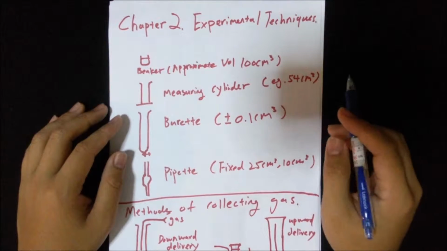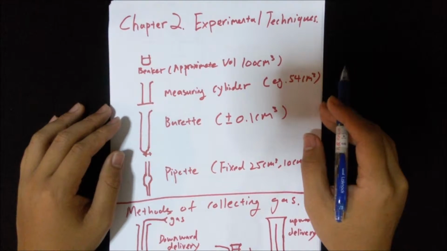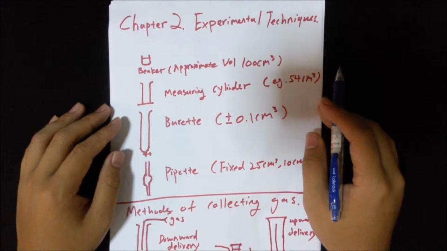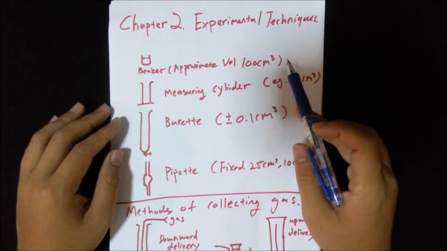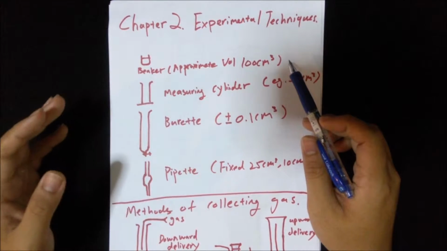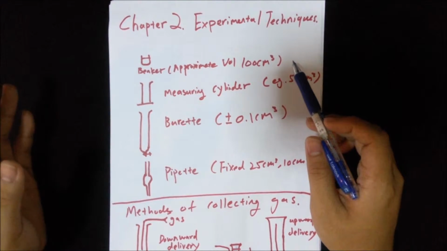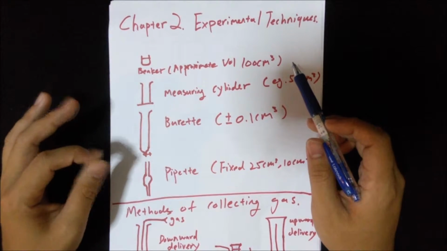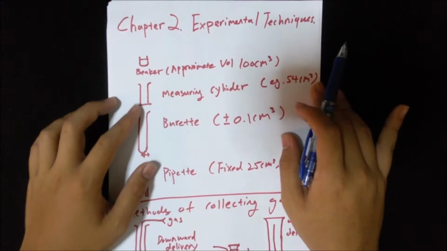So welcome to chapter 2 of the O-level chemistry. In this chapter we will be talking about the experimental techniques to separate different chemicals. Before we get into that, we must first have knowledge of some of the apparatus that we'll be using here. The first one we will talk about is the beaker.